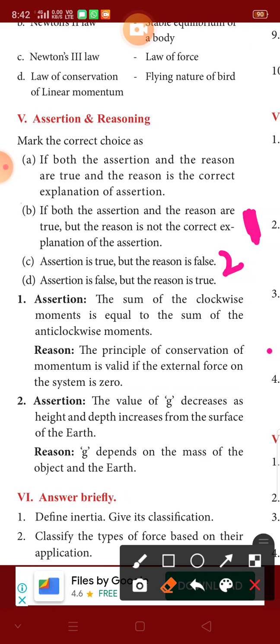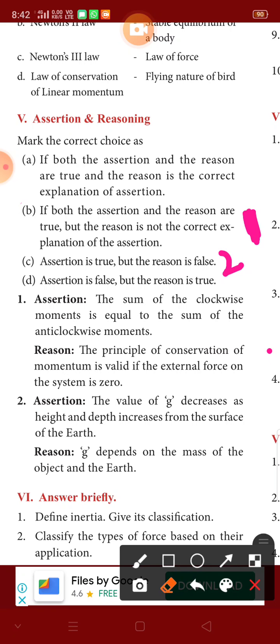Next one, assertion and reasoning is given. First one, assertion: the sum of the clockwise moments is equal to the sum of the anticlockwise moments. Reason: the principle of conservation of momentum is valid if the external force on the system is 0. The answer is both the assertion and the reason are true, but the reason is not the correct explanation of the assertion.